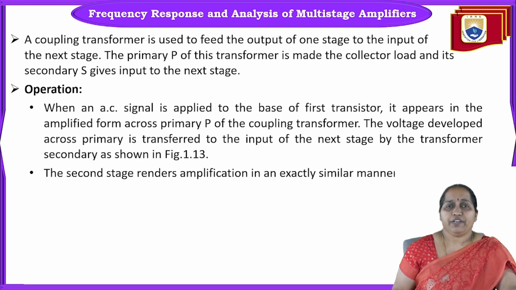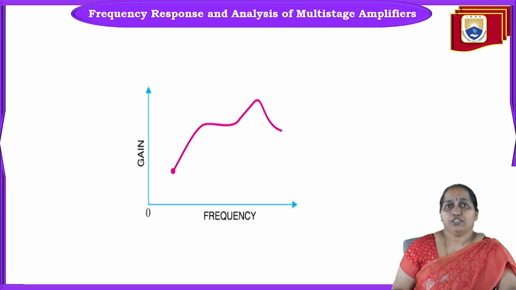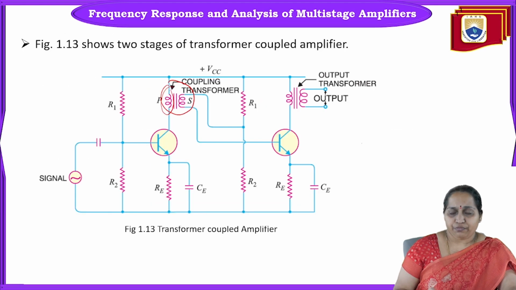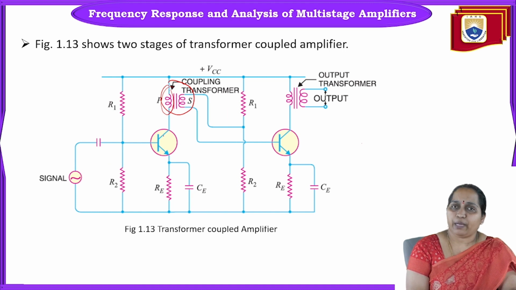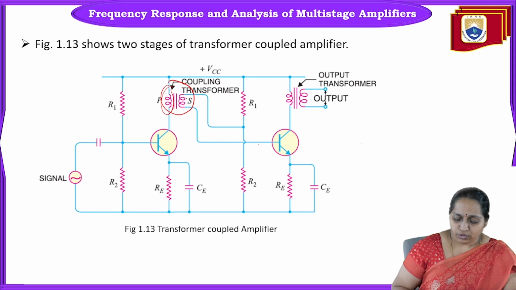Operation: when an AC signal is applied to the base of the first transistor, it appears in amplified form across the primary of the coupling transformer. So when we give an AC signal over here, this amplifier will amplify it. The amplified signal appears across the collector, that is, across the primary winding of the transformer. So through this transformer, what is happening? Whatever amplified signal is there is given to the next stage through the secondary.